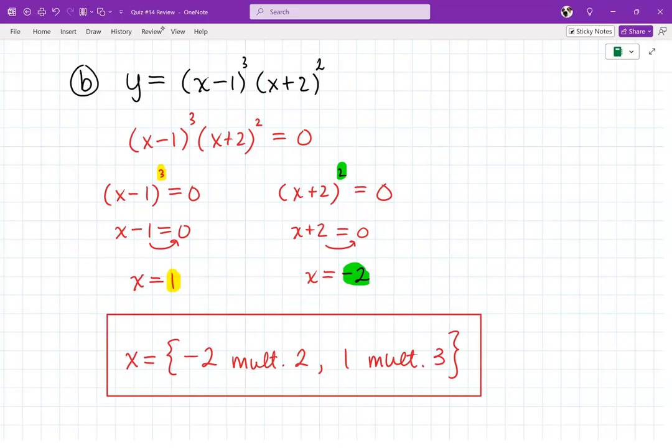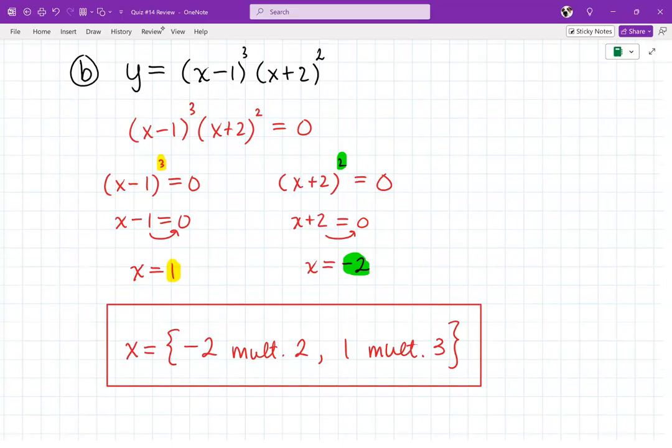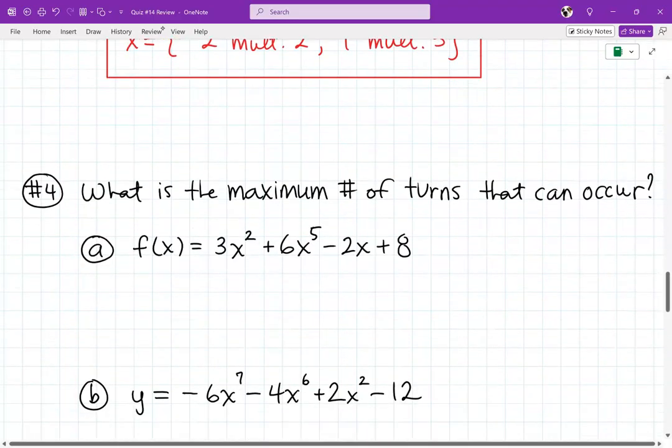Yeah, so we have 5 total answers. Negative 2 occurs twice, and 1 occurs 3 times.